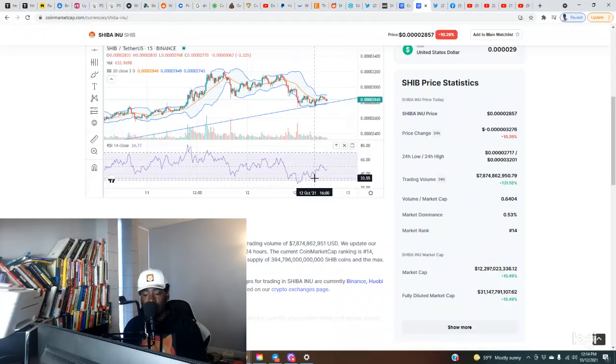34 right there. 33 right there. Notice all those points with the dips are between 33, 34, those areas. So if you see that, that might be a good sign to buy once you start to look at your other indicators.